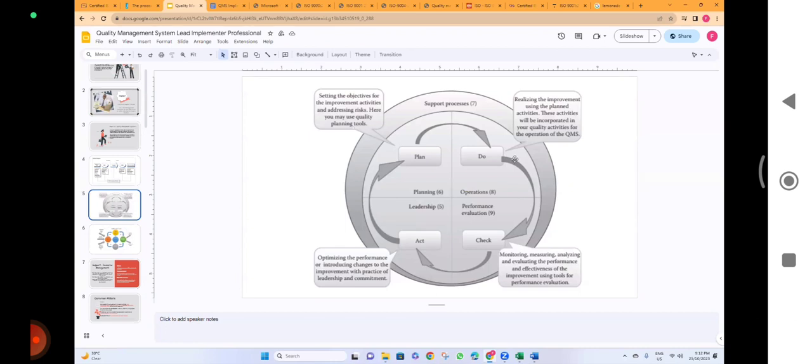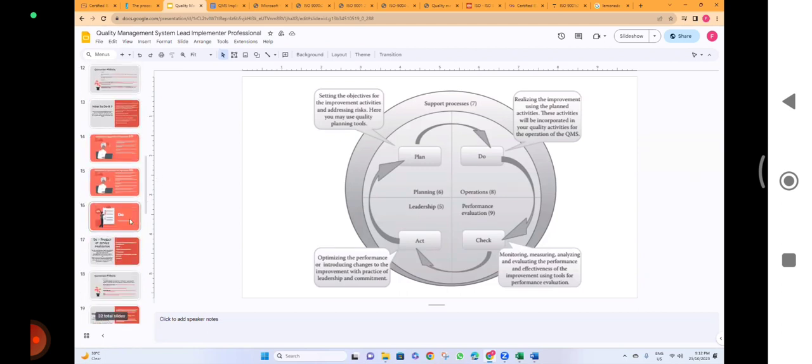Now what we are going to do is the "do" step. That means we need to implement. We need to realize the improvement using the planned activities, so that we can incorporate these improved quality management activities into your organization, into your quality management system. So that is now step number 2, which is do.